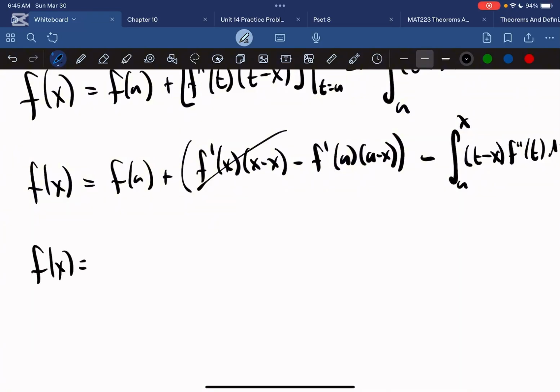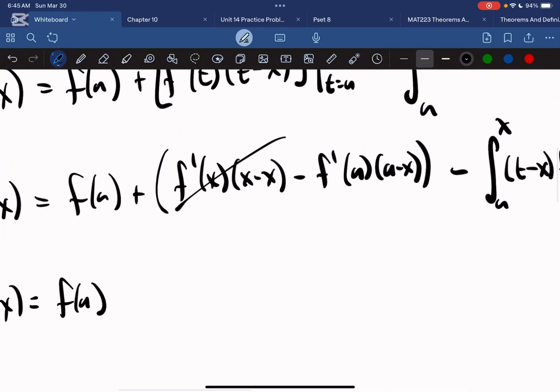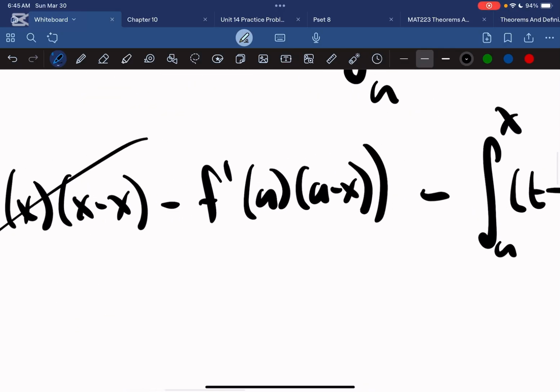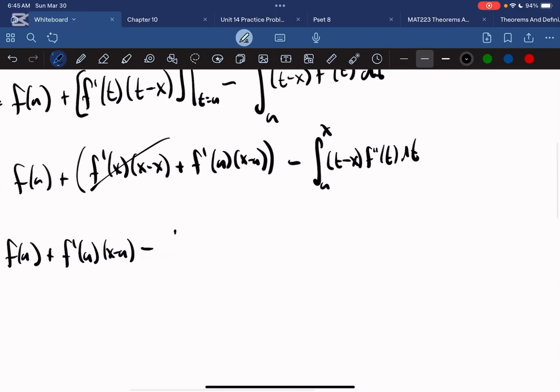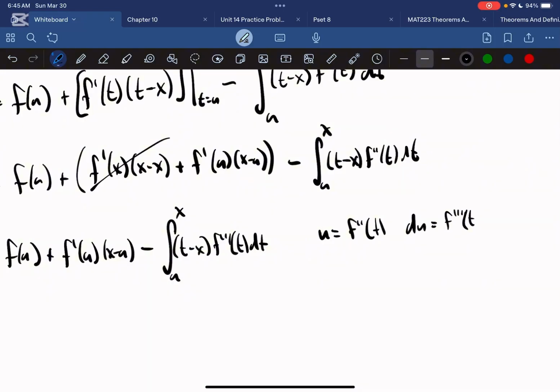And now we have f at x is equal to f at a minus this. But let's factor the minus term into this a minus x. We're going to write this as x minus a. So now we get f prime at a times x minus a. And now we have this integral once again. And now let's use integration by parts again. Let's have u as f double prime at t. We'll have du as f triple prime at t. We have dv as t minus x.